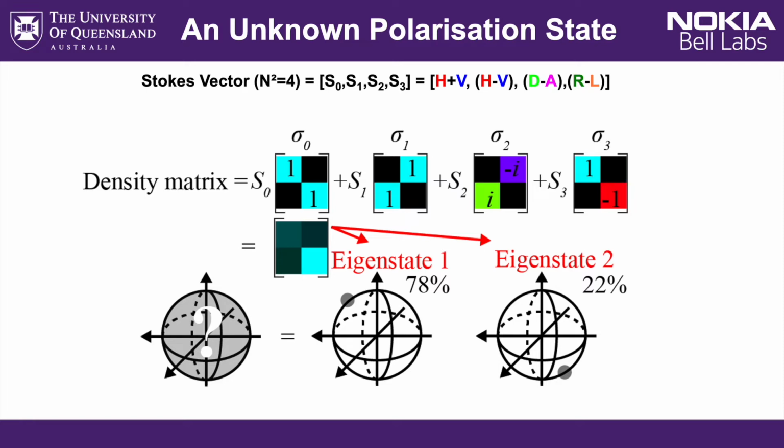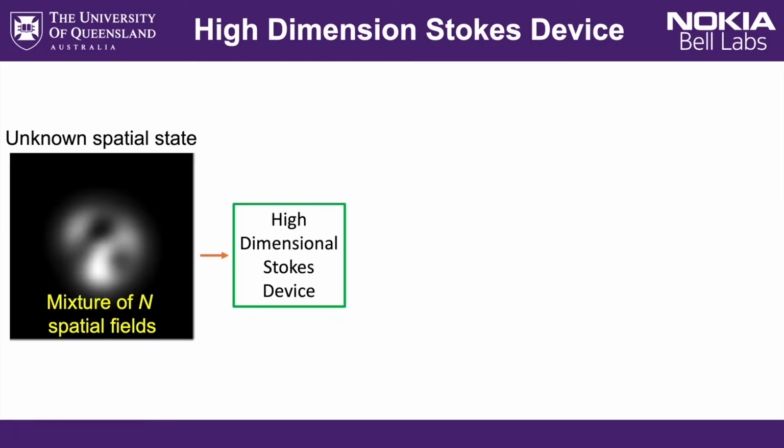Great, we've determined how to measure the coherence of a two-state system. So how do we scale this up to multiple states? Well, essentially it's the same process, except you measure more power outputs and use Gell-Mann matrices, which are the generalized higher dimensional Pauli matrices, to obtain the required density matrix. So the basic principle of the high-dimensional Stokes device we are presenting is that it will take some unknown spatial state of light that is made up of n spatial fields. Specifically for us, this will be 6.